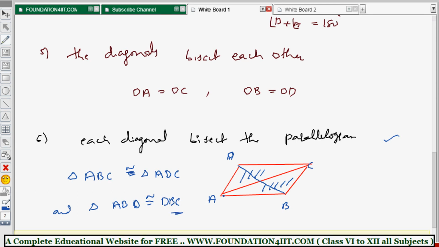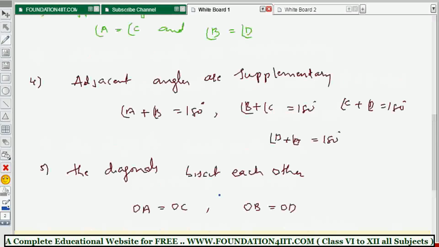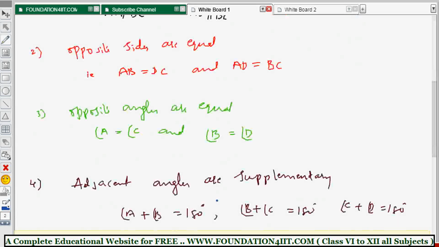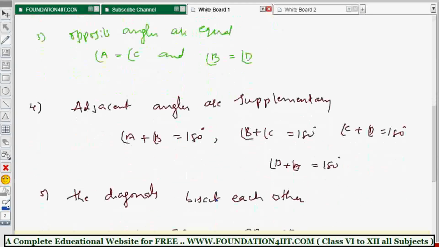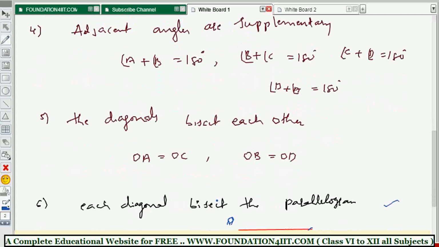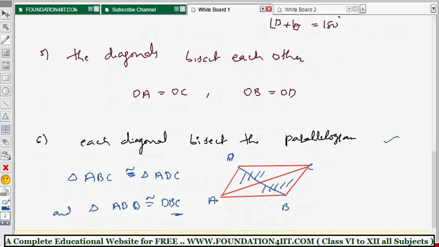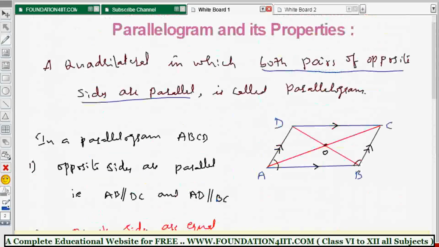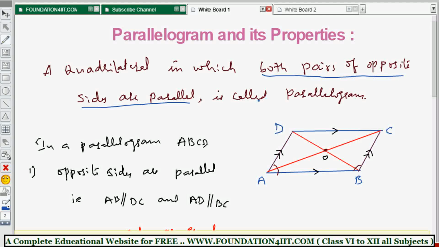So these are the important properties, 6 properties you can use. Opposite sides are parallel, opposite sides are equal, opposite angles are equal, and adjacent angles are supplementary. Diagonals bisect each other. Similarly, each diagonal also bisects the parallelogram. These 6 properties, including the definition, you can see like this.